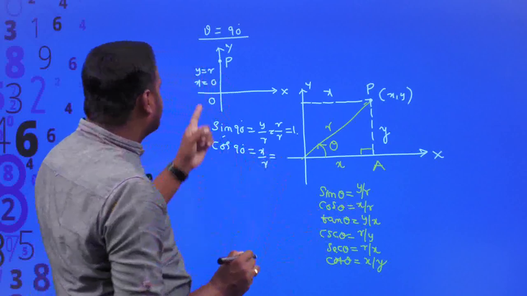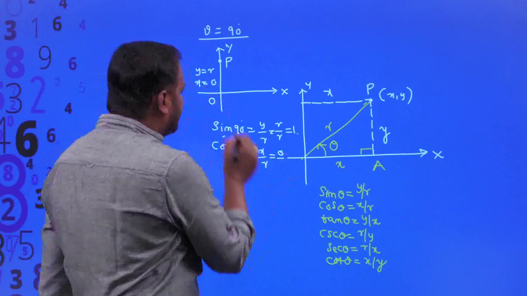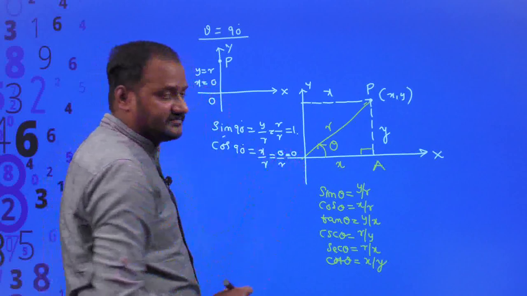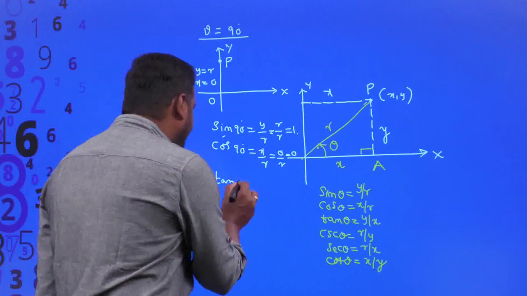But the value of x is equal to how much? That is 0. So, 0 divided by r is equal to 0. What is the value of 0 divided by anything? Which is equal to 0. And coming to tan. So, that tan 90 degrees.